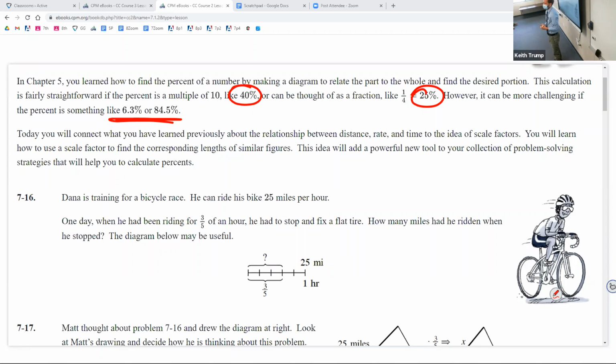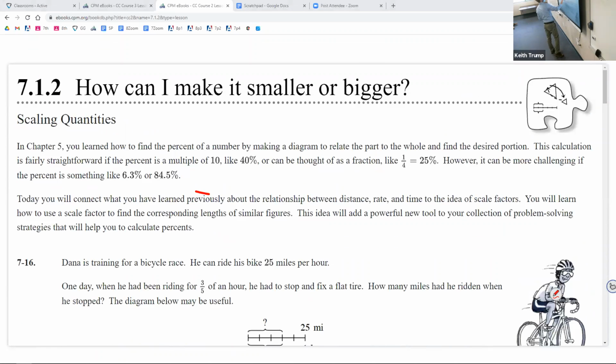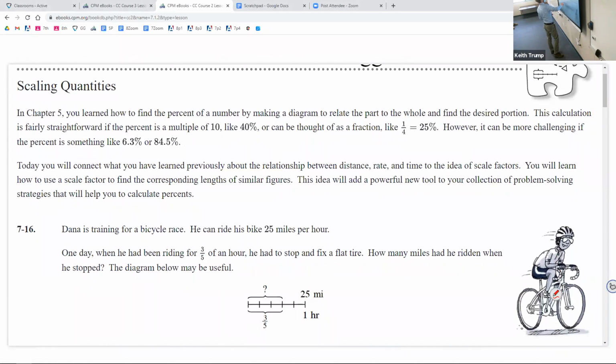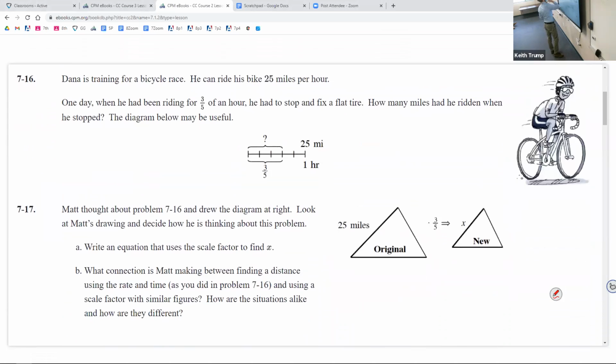Now, we're going to take a look together at some problems that involve distance. This is 7.12 from 7th grade CPM. So let's look at 7.16. And we are going to talk about these other strategies at another time, but I'm going to show you specifically how to use ratio tables or the percent of method to solve this.